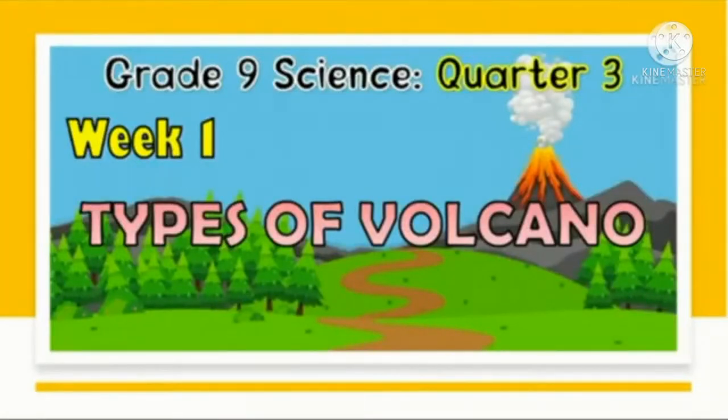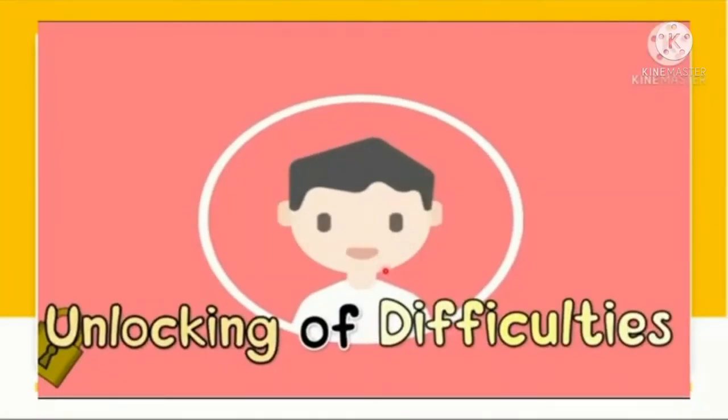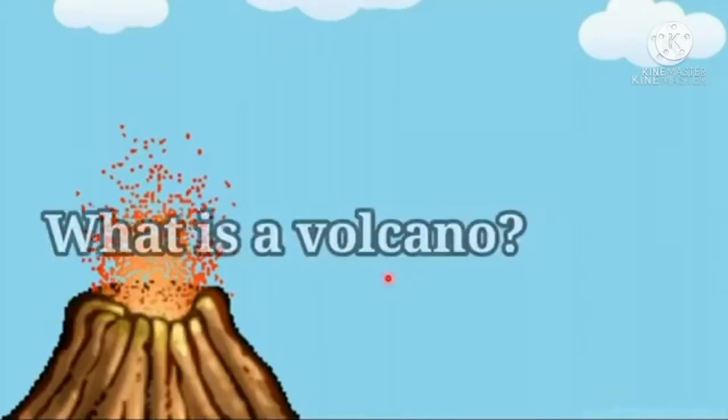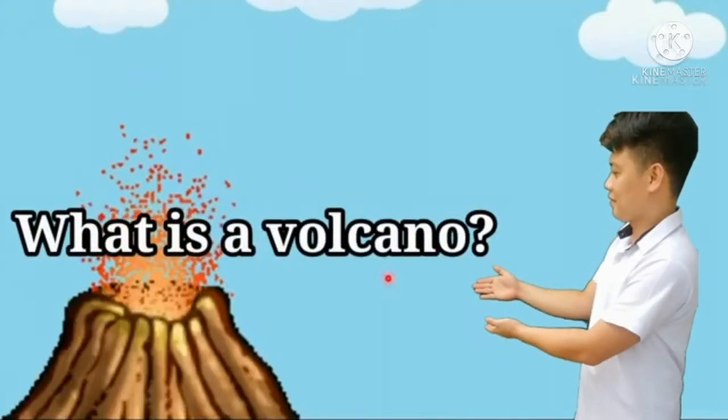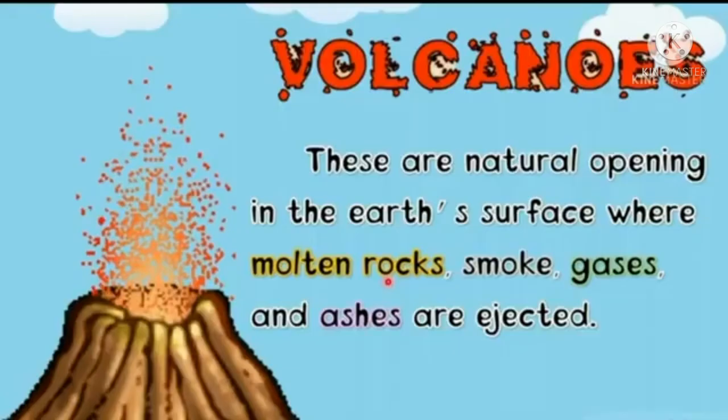Let us have some unlocking difficulties. Let us define some terms that you will encounter on this lesson. Let us define what is a volcano. Volcanoes are natural openings in the Earth's surface where molten rocks, smokes, gases and ashes are ejected.